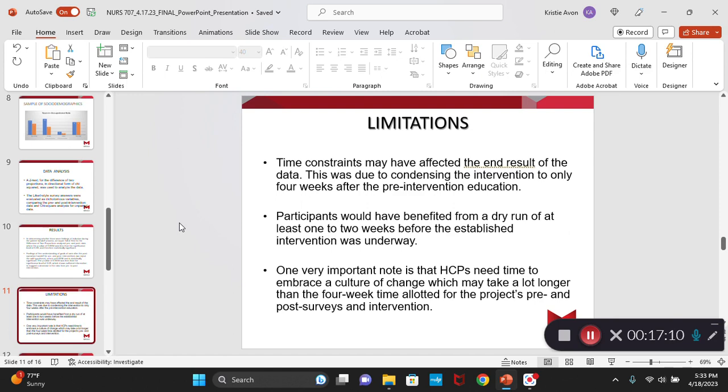If I had to do it again, I would make sure that the staff had at least 1 to 2 weeks of a dry run. I think that they would have benefited from this dry run of using this tool so that they could get used to it, instead of just saying, here's the education, now do your best.